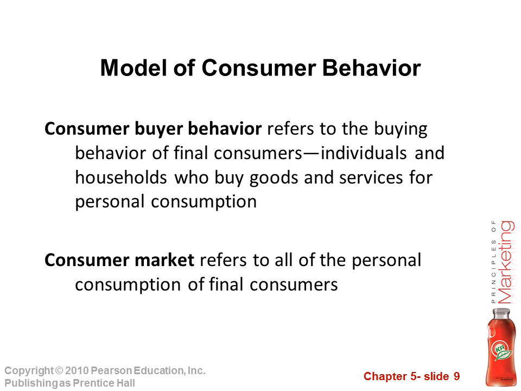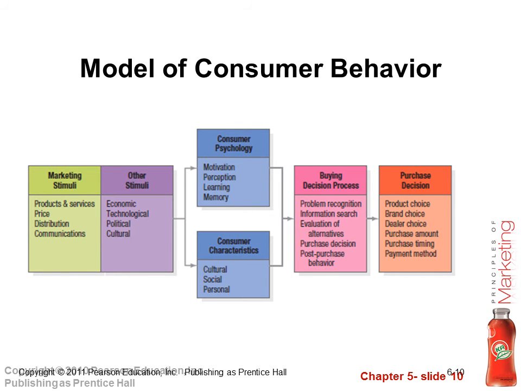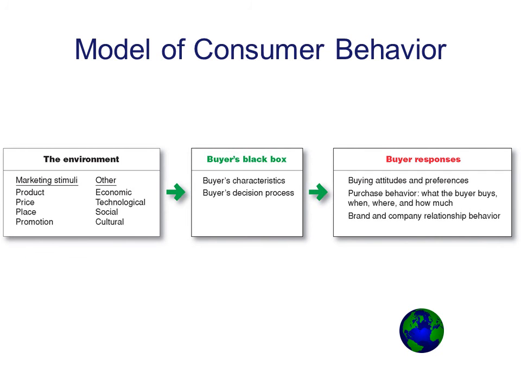Consumer buyer behavior refers to the buying behavior of the final consumer. The buying decision is the final stage for individuals and households, or the housewife, who buy goods and services for personal consumption at home. The consumer market refers to the whole of personal consumption. Here the stimuli are combined in terms of the environment, then the buyer characteristics, the black box, and the buyer responses in terms of buying attitudes and preferences.